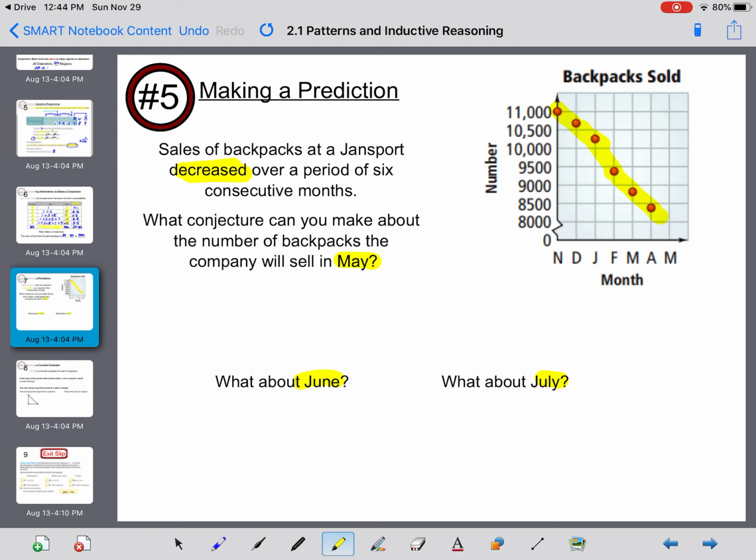Now, we don't need specifics here because we can't truly measure where these points lie on the graph. All we can take is estimates. So if we look, we go from about 11,000 to almost 10,500. Then we go from a little more than 10,500 to a little more than 10,000. And we keep dropping, a little less than 9,500, down to a little less than 9,000, and then down to a little less than 8,500. So if we could make an estimate, we are approximately going down by 500 backpacks per month.